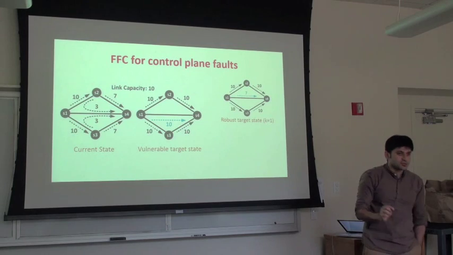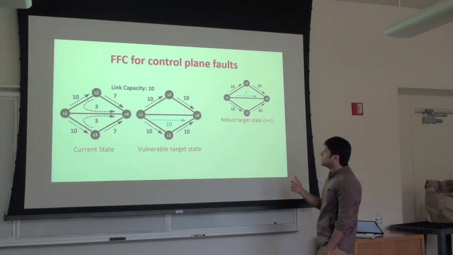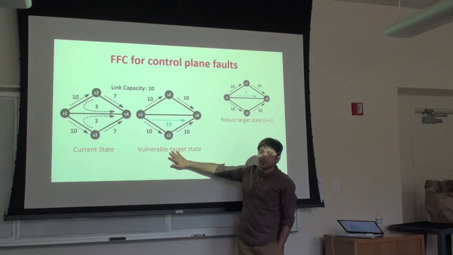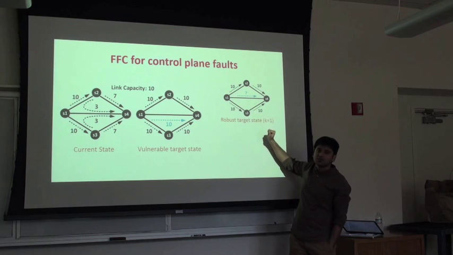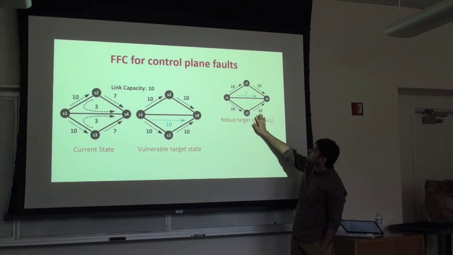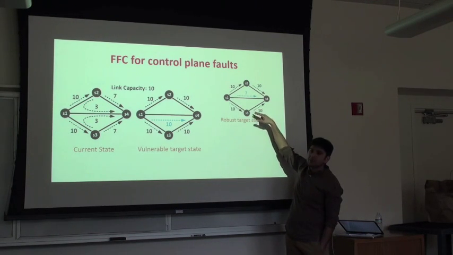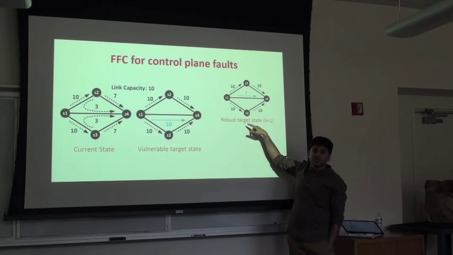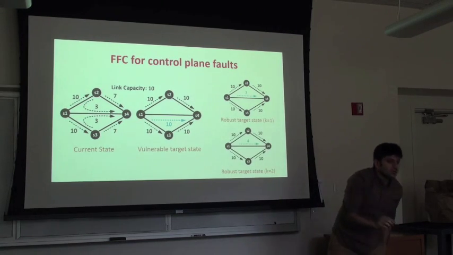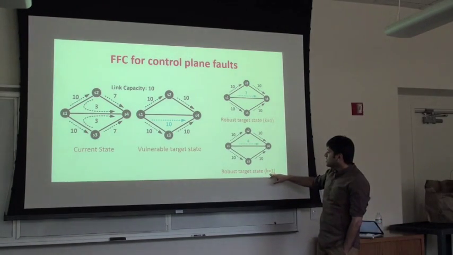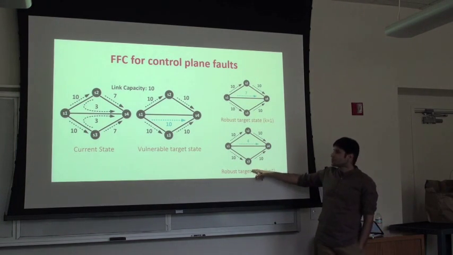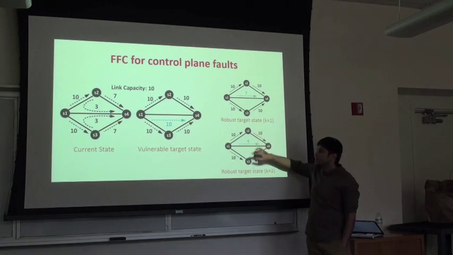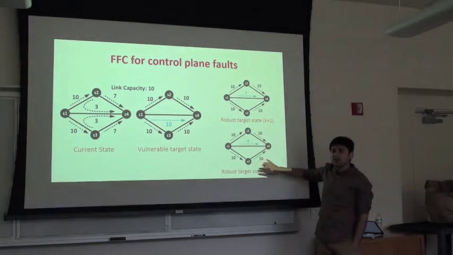We get rid of this using a concept we're calling FFC, forward fault correction. So instead of computing this as the target state, we compute this as the target state. Now you can mentally do the abstract computation here: any one switch's update can fail and the network will not be congested. This is k equal to 1. If you wanted the guarantee that two switches can fail, your target state will be different. So in this case, S2 or S3 could fail. In this case, both S2 and S3 can fail and you would still be okay.